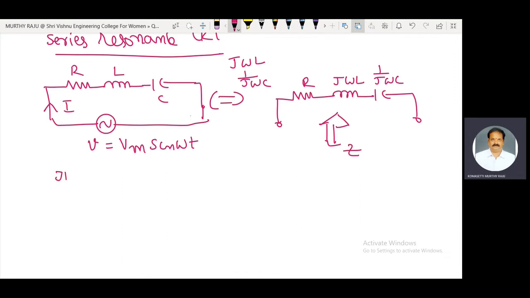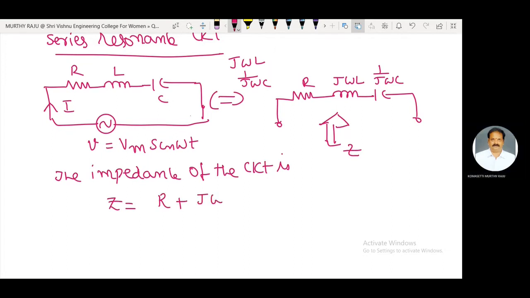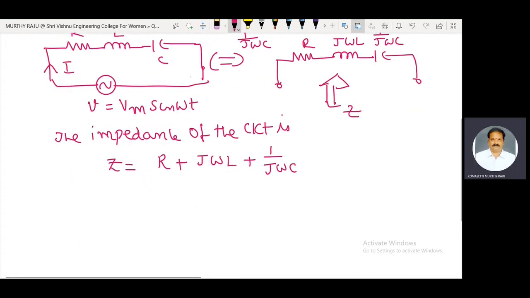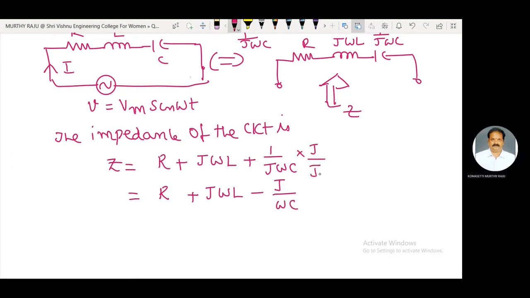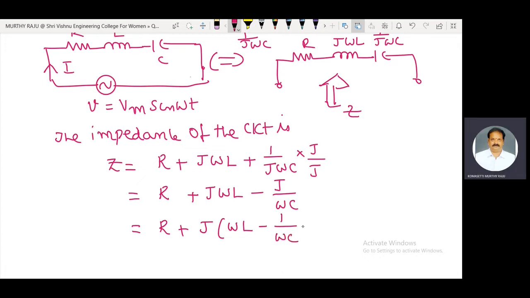The impedance of the circuit is Z equals R plus j omega L plus 1 by j omega C. These three elements are connected in series. Therefore, the impedance of the circuit is R plus j omega L minus j by omega C, because the numerator and denominator are multiplied by j. j into j, j square is minus 1, that is minus j by omega C. R plus j into omega L minus 1 by omega C.